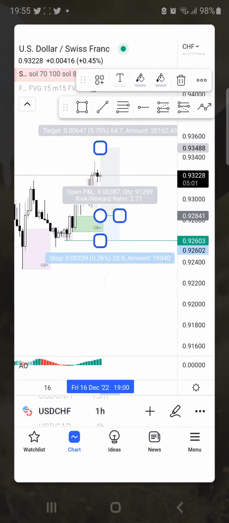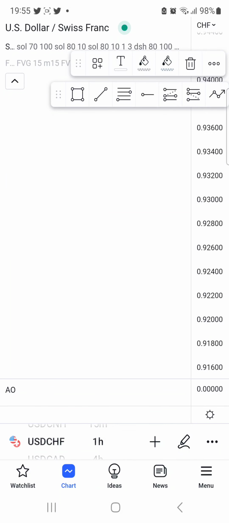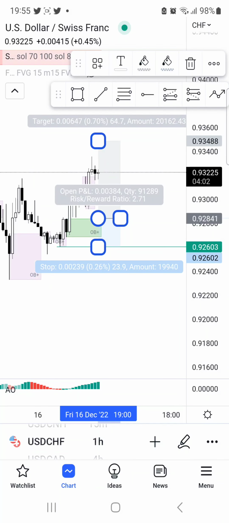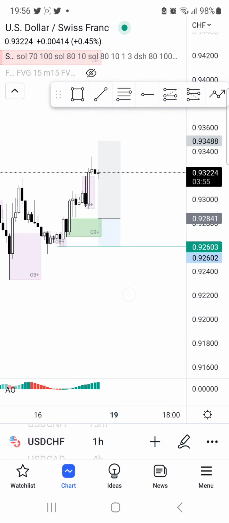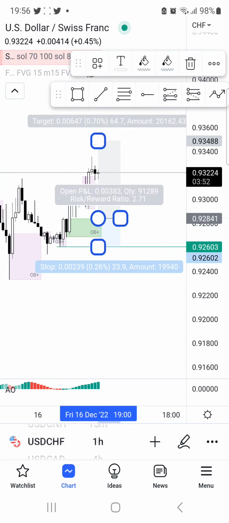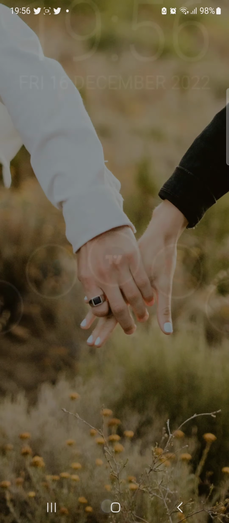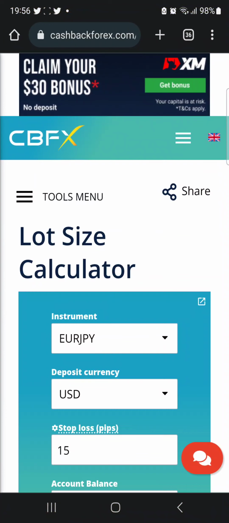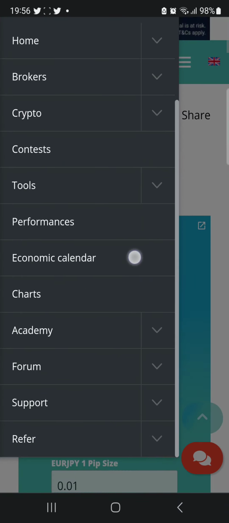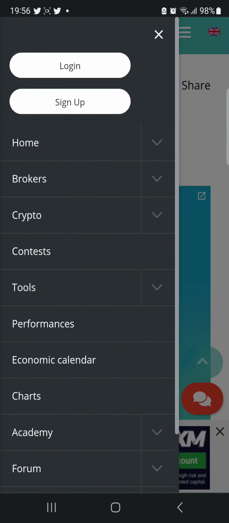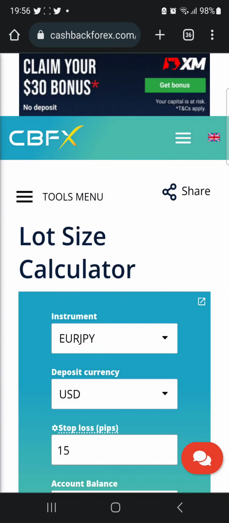Which is good. However, because we are trading forex, we won't be using percent, we will be using pips, and our pips is 23.9. Since you've gotten your pips after you set this, and this is USD CHF, you go to this website, which I'm going to send to you, cashbackforex.com. They have a lot size calculator.